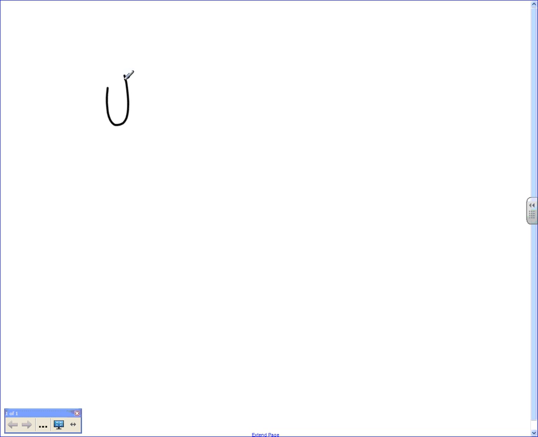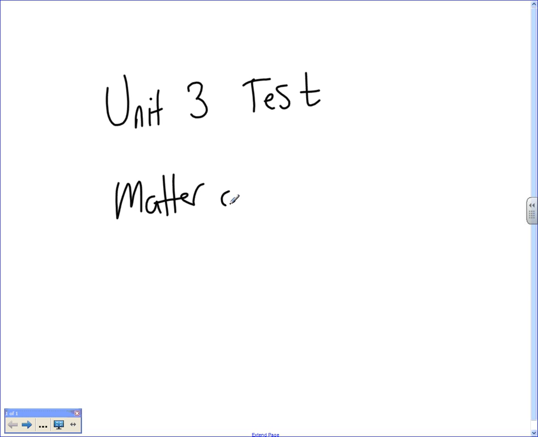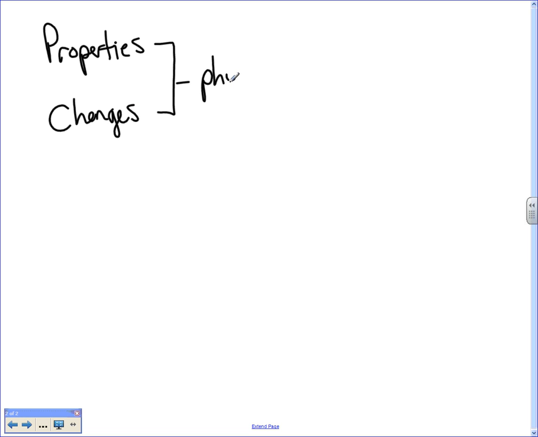Okay. First of all, the Unit 3 test primarily focuses on matter and change. Okay. Properties of matter, physical and chemical changes, things of that nature. Things that you might want to think about for tomorrow's test: changes or properties. Okay, and these can be broken down into both physical and chemical.